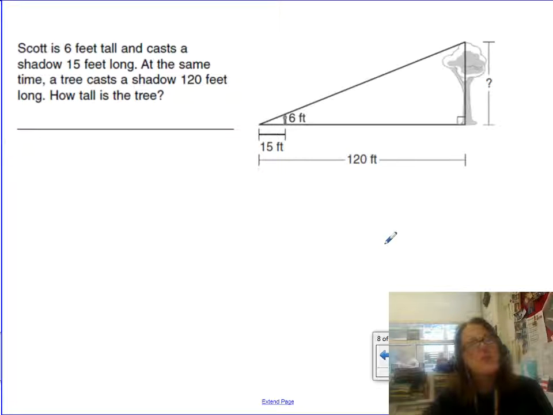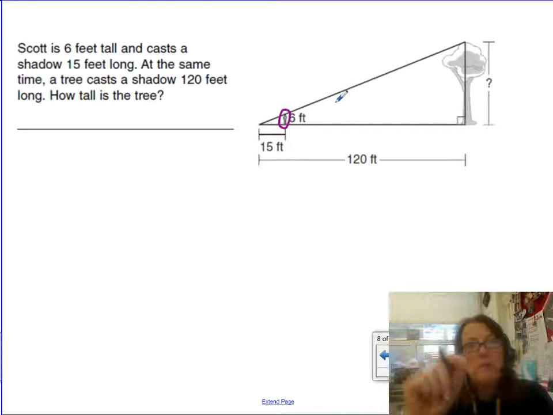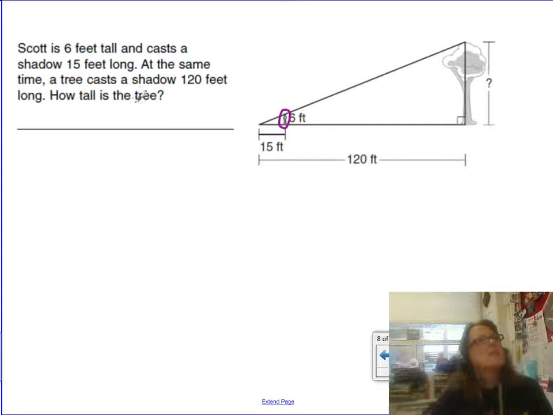Ooh, now here's another one, but I want you to look at this picture. It's a little different, okay? Scott is 6 feet tall. Scott doesn't look 6 feet tall in this picture. He looks pretty tiny. But he casts a shadow that's 15 feet long. So Mr. Sun is up here somewhere, shining down on us. And at the same time, this tree, which I don't know how tall it is, I'm going to call that T, casts a 120-foot shadow.